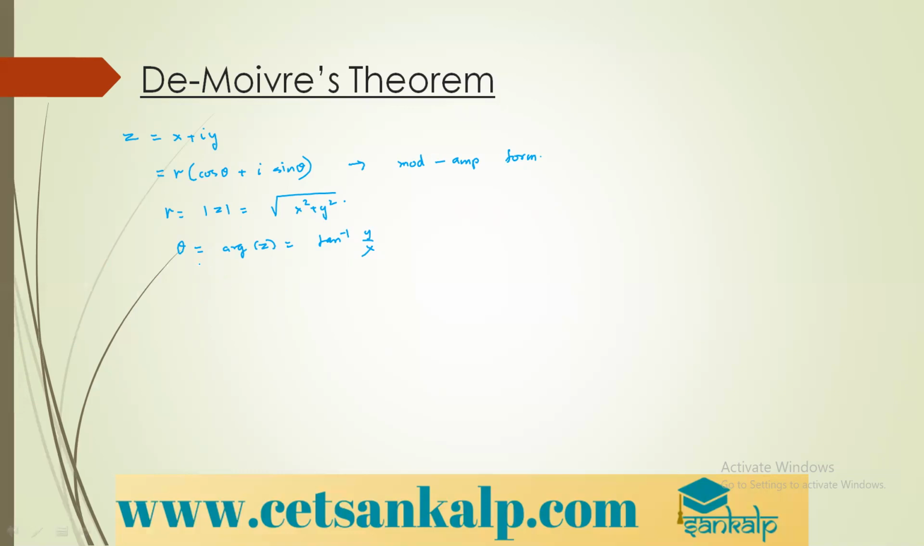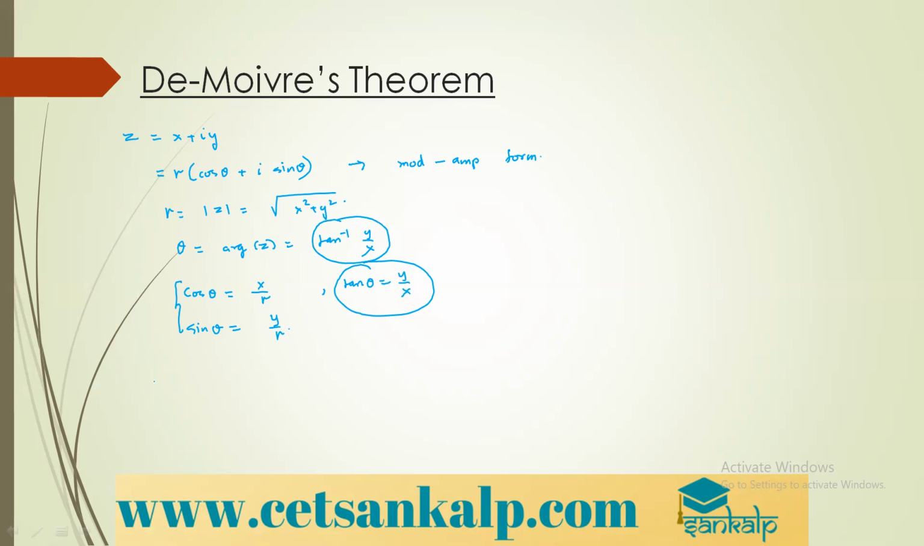But in order to get theta, you have to take a system of equations, that is cos theta equal to x by r, tan theta equal to y by x, sin theta equal to y by r. Three equations are there. In order to get theta, that is tan inverse y by x, you have to use cos theta and sin theta as simultaneous equations. Then only your answer will be correct.